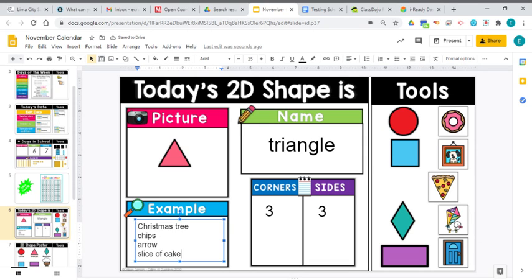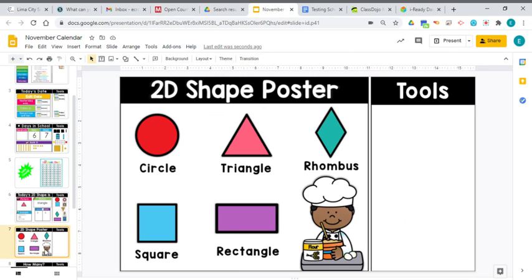That's a yummy triangle. Jermaine said the roof. Lots of people said roof. And Antonio said his bike seat was in the shape of a triangle. Now remember that a triangle has 3 corners. That's where the sides meet, those pointed parts. And it has 3 sides also. So a quick review of all of our 2D shapes: circle, triangle, rhombus, that's my favorite, square, and rectangle.